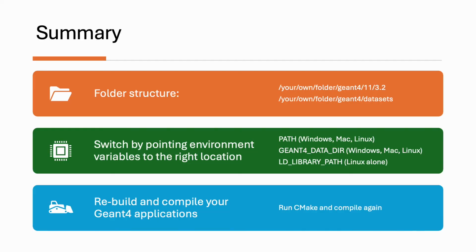To summarize, I recommend separated folders for Geant4 datasets, major and minor versions. One can switch to different Geant4 versions by setting these environment variables. Remember to rebuild and compile a Geant4 application after the switch.